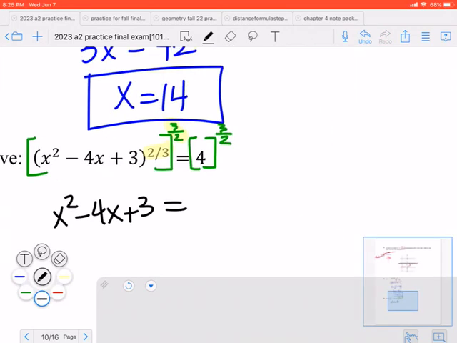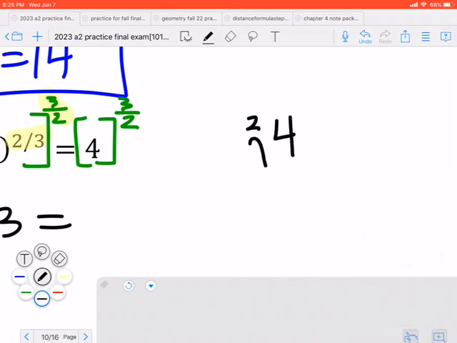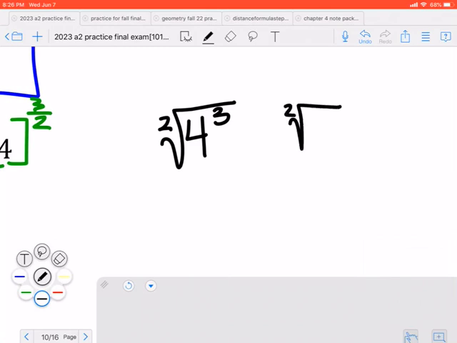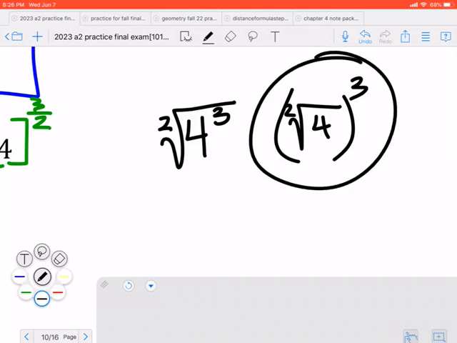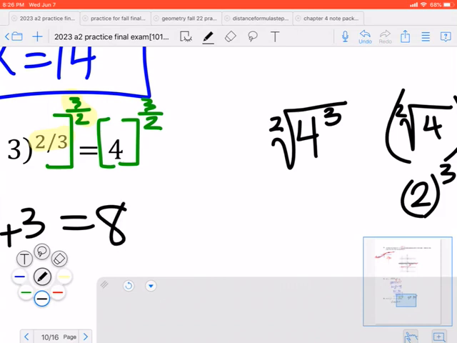Equals, now, what's 4 to the 3/2? Remember that means the square root of 4 to the 3rd. I can write it like that, or I can write it as the square root of 4, to the 3rd, because this way I don't have to think as hard. Well, I guess they're both about the same. But the square root of 4 is 2, 2 to the third is 8. So that side is 8.